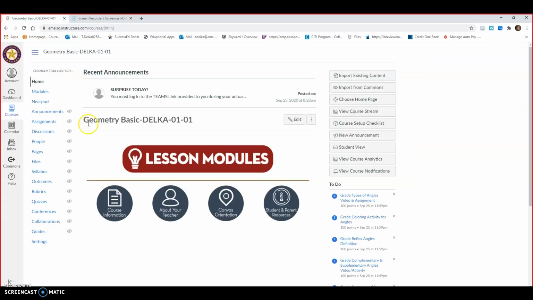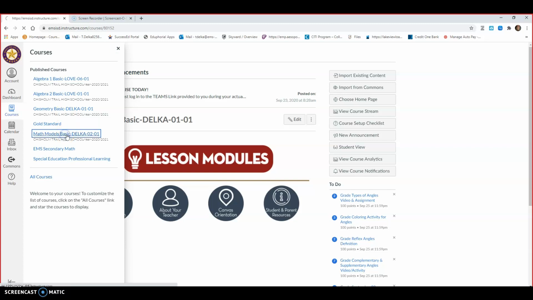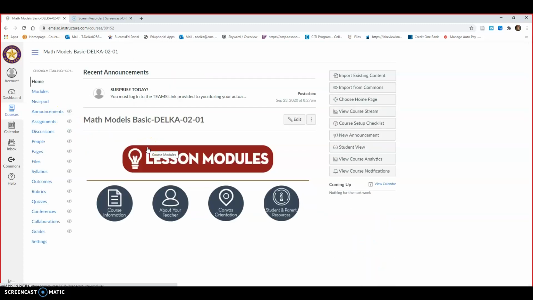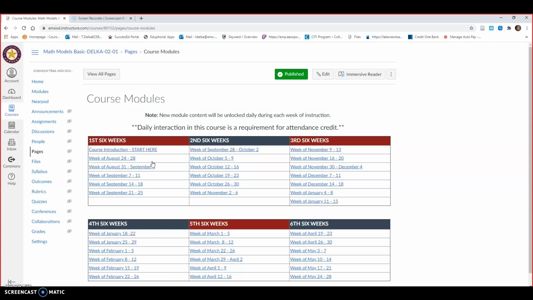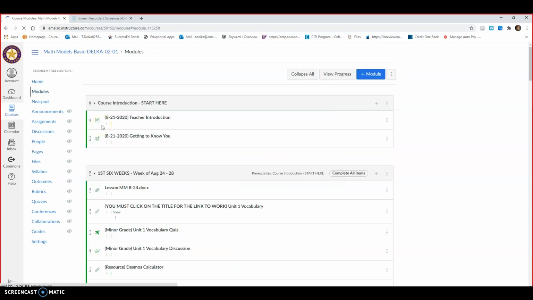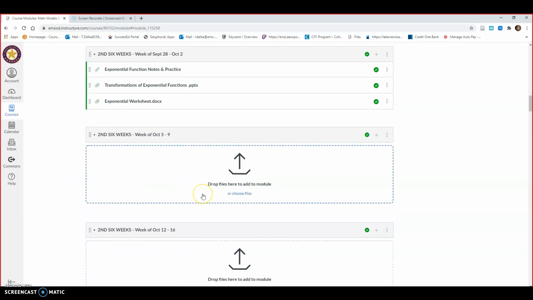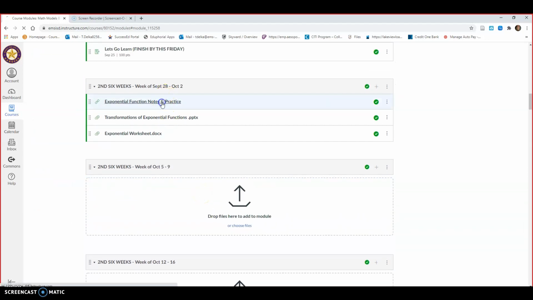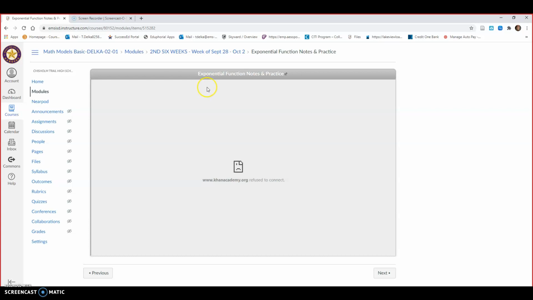All right, so you will go to your math models lesson module for this week. This week is incredibly difficult. I am not going to even pretend like it isn't. We are starting exponential functions. So they give us exponential functions, notes, and practices.